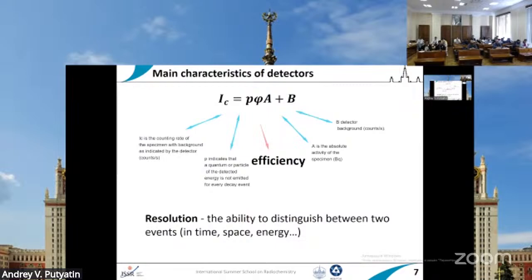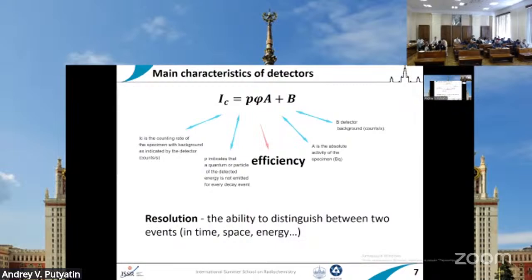There is a characteristic of the radionuclide itself. So it is the probability or yield of a certain type of radioactive decay, of a certain energy of alpha particles, for example, or gamma quanta, or beta particles. And this phi, the Greek letter, is related to the efficiency of our detection system.